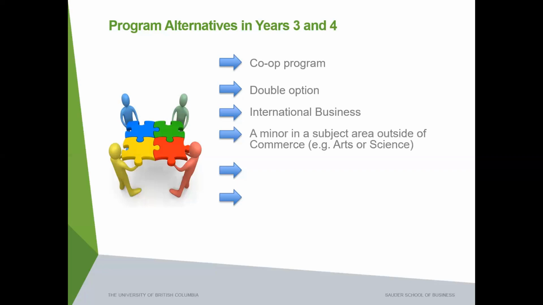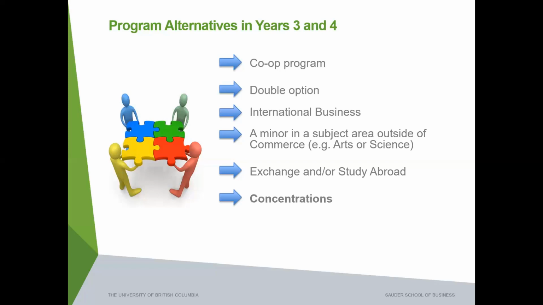You can think about doing a minor in a subject area outside of commerce. I'll talk about that a little bit. And another thing that some of you may have already considered is exchange. Some of you may have already applied to go away on exchange in year 3. But if you have not done that for year 3, it's certainly something you can consider for term 1 or term 2 of year 4.